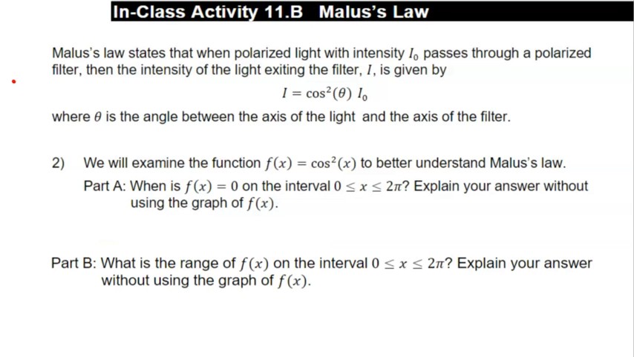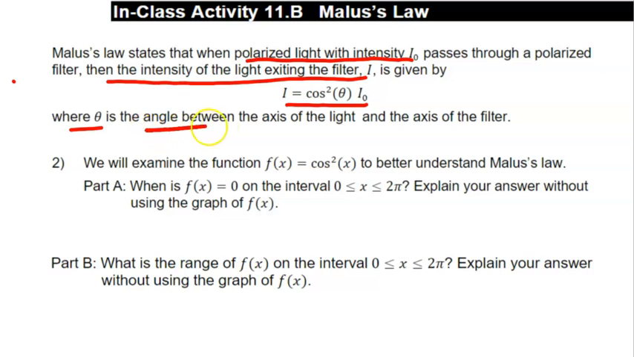Now we want to consider Malus's law. Malus's law states that when polarized light with intensity I subscript naught passes through a polarized filter, the intensity of the light exiting the filter, I, is given by this equation, which is I equals cos squared theta times I naught, where theta is the angle between the axis of the light and the axis of the filter.